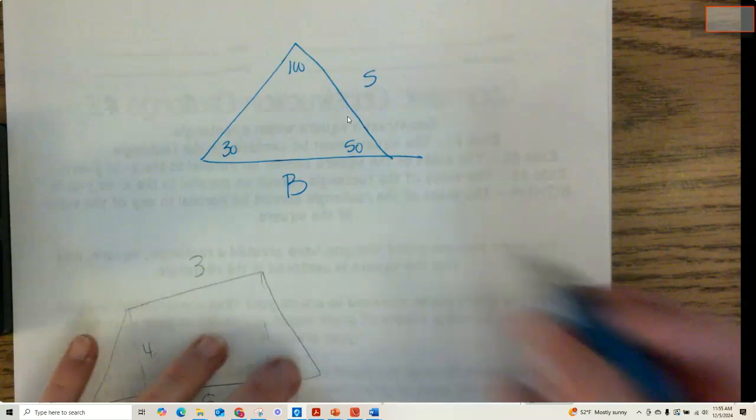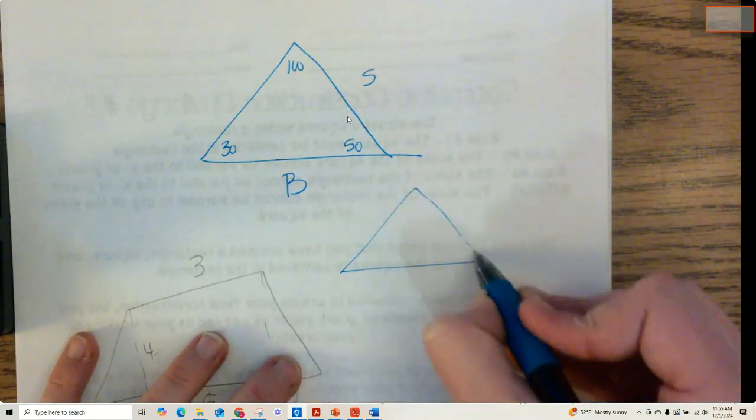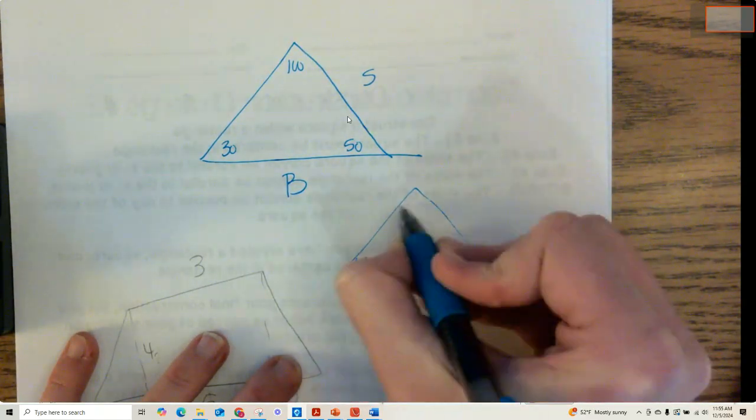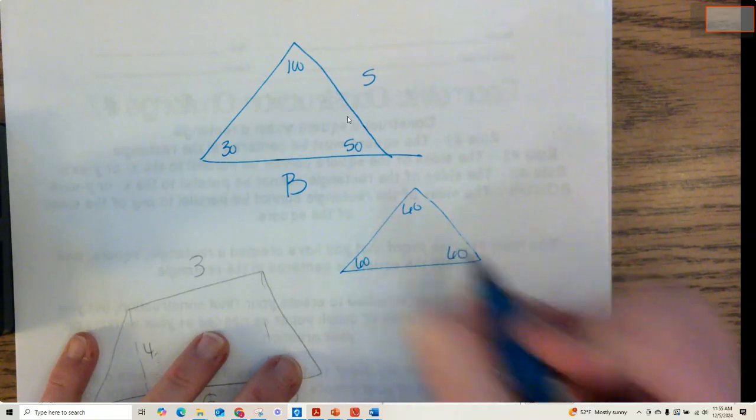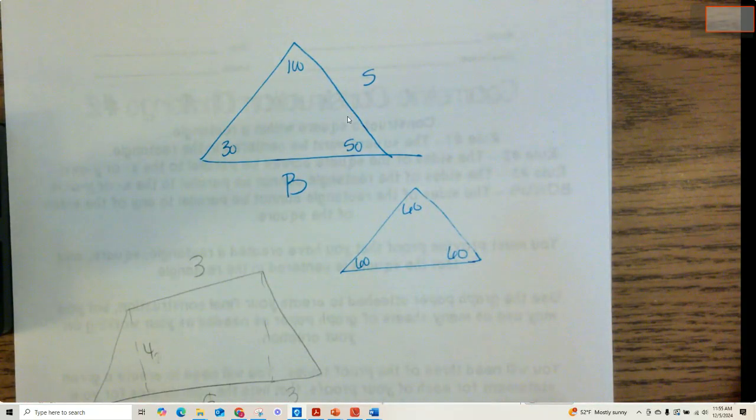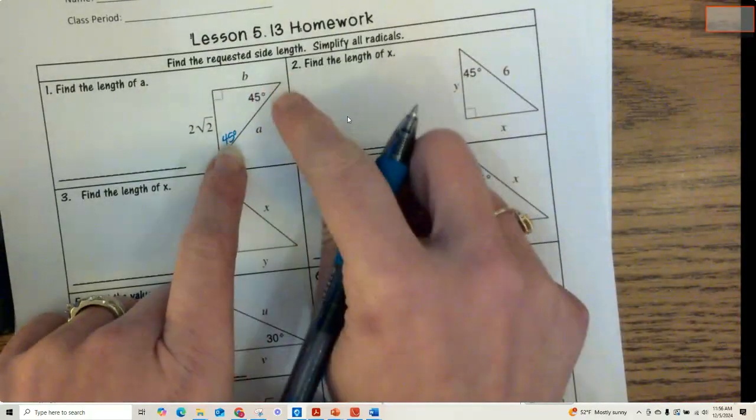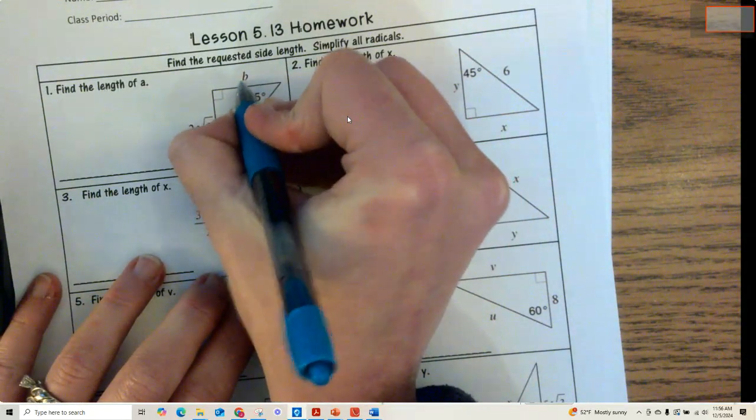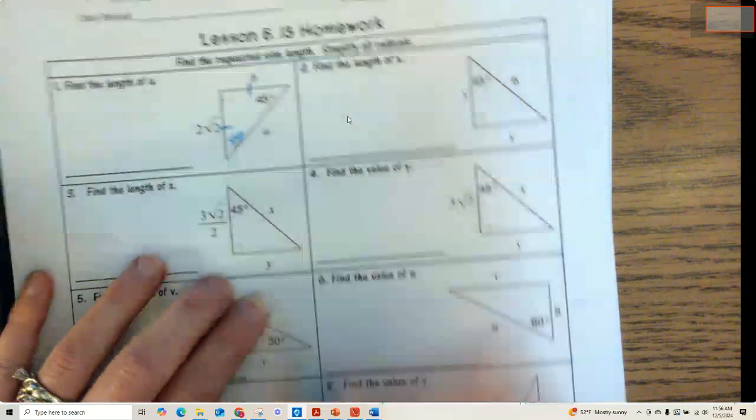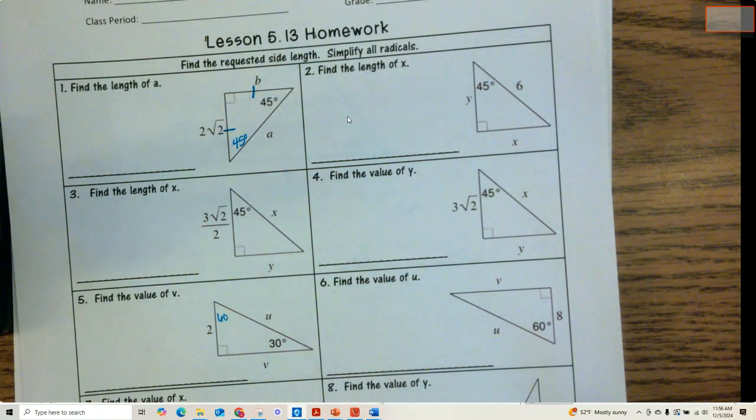If you have a triangle where all the angles are the same, what does that tell you about all three sides? They're all the same. That's an equilateral. So when we have two angles that are 45, the opposite sides, this side and this side, are going to measure the same thing.